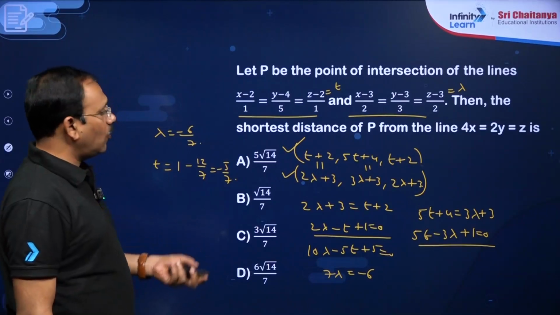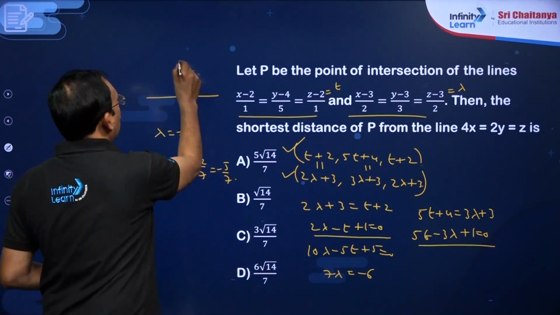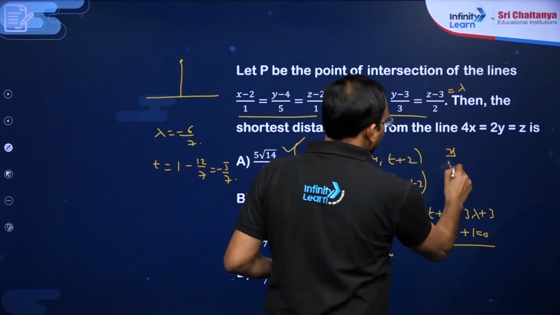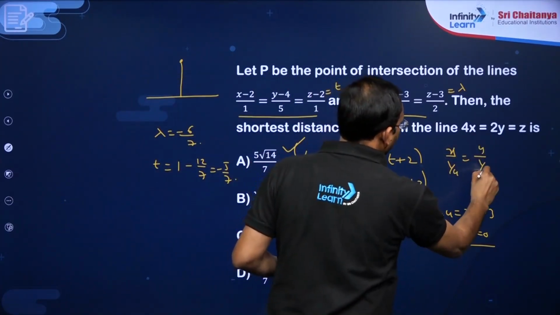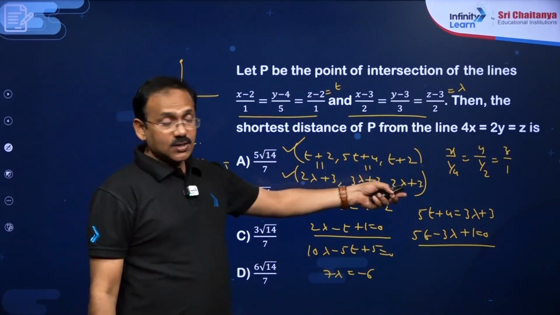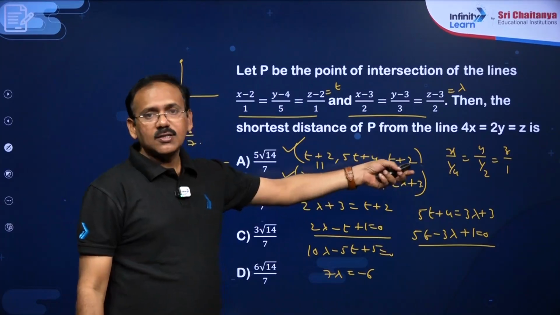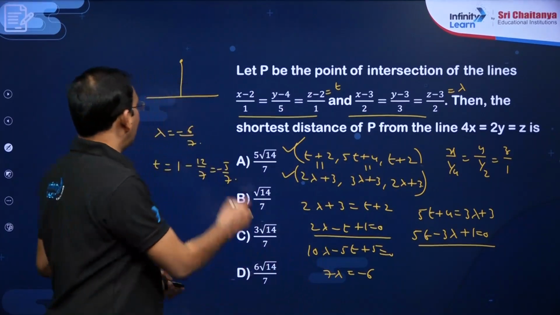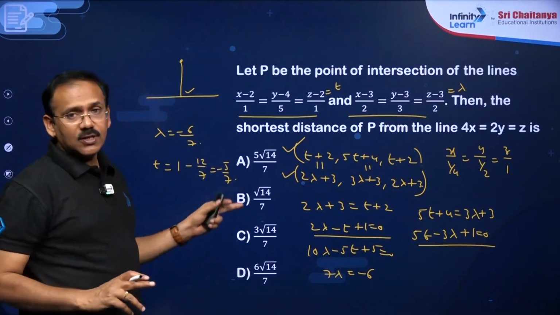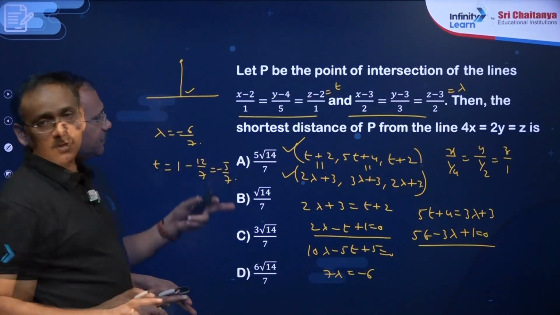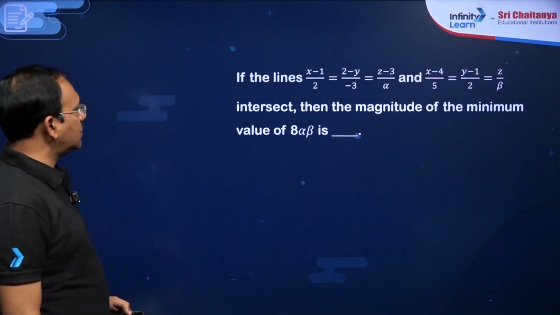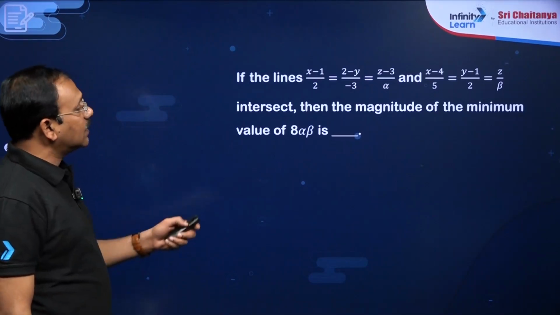Once you know the point of intersection, you already know how to find distance from a point to a line. What is this line, my dear friends? X by 1 by 4 is equal to y by 1 by 2 is equal to z by 1. This is a line having drs 1 by 4, 1 by 2, 1 and point is 0, 0, 0. You can take the general point and find the distance now. So in this problem, two concepts are there. One is finding the point of intersection of two lines and the second one is finding distance from a point to a line.